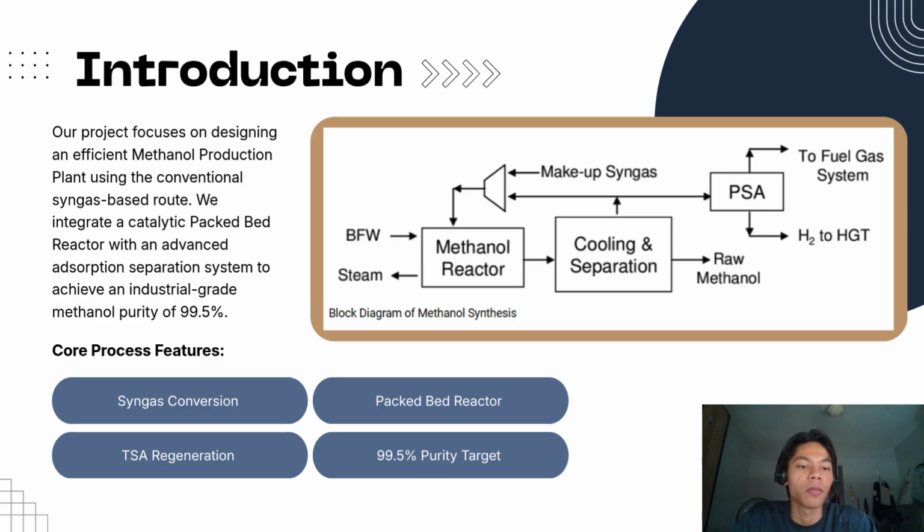As you can see from the block diagram, it explains the flow of methanol synthesis. But for our project, we focus on the conventional syngas-based methanol synthesis route. We aim to achieve an efficient catalytic conversion of syngas into methanol using a packed bed reactor, followed by a rigorous adsorption-based separation process to achieve a high industrial grade purity of 99.5%.